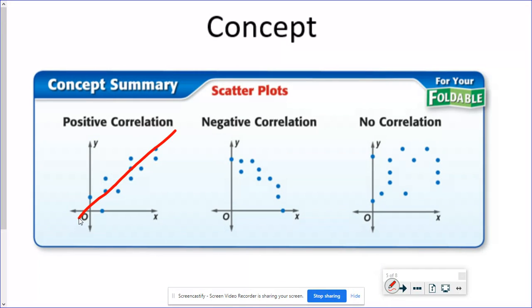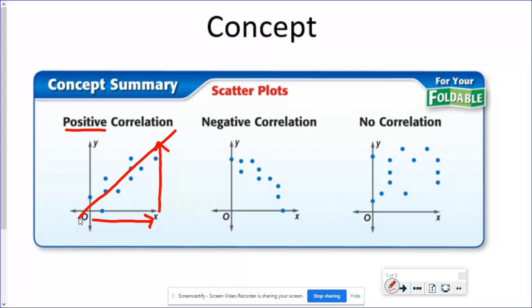Now, this line happens to have a positive slope, which means it's going to be a positive correlation. That means that as we increase on the x-axis, as we go farther to the right, we're also going farther up. Both things are positive.